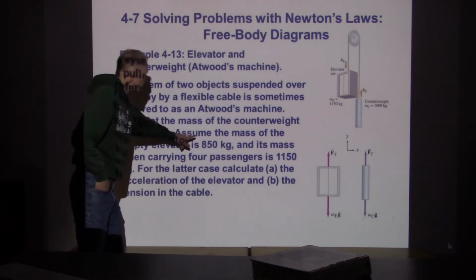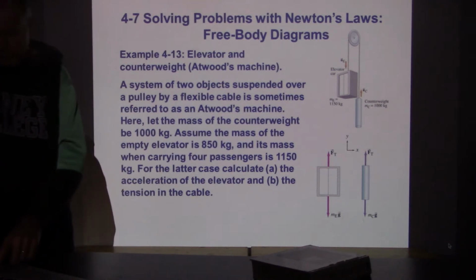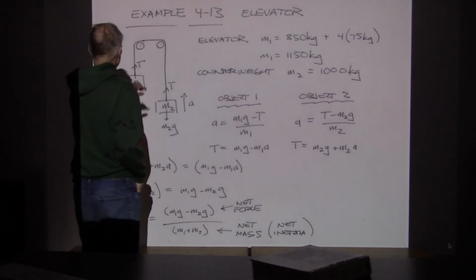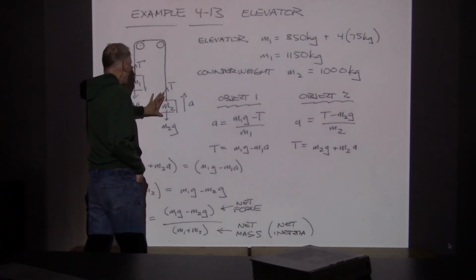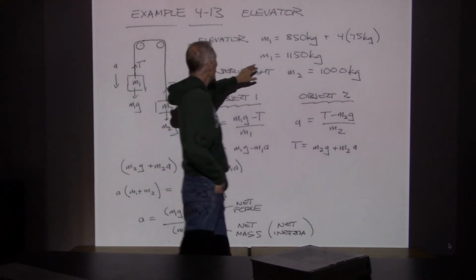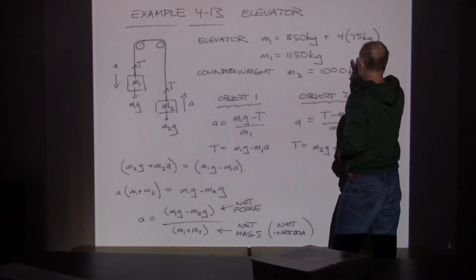So the elevator itself is 850 for passengers. I don't think that's going to be a problem here. Okay, so I drew it like this. Here's a couple of pulleys. Here is the counterweight, M2. Here is the elevator, M1. M1 is equal to 1,150 kilograms with 4 passengers on board.